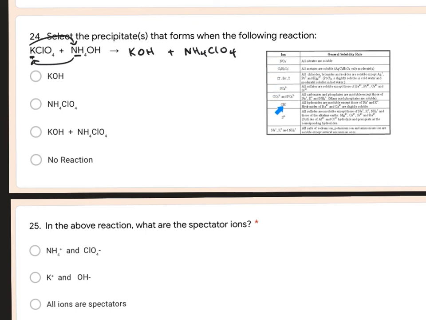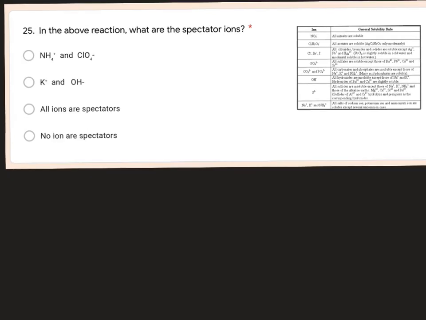And when I go over here to look at the rules, hydroxides are insoluble except for 1A metals. Well, this is a 1A metal, so this is soluble, which means it is aqueous. And the second one here, ammonium, is down here at the bottom. All ammonium compounds are soluble all the time, no matter what, so they are both aqueous. So really, if everything starts aqueous and everything ends aqueous, nothing ever actually happened. No reaction occurred, so problem 24 should have been no reaction.